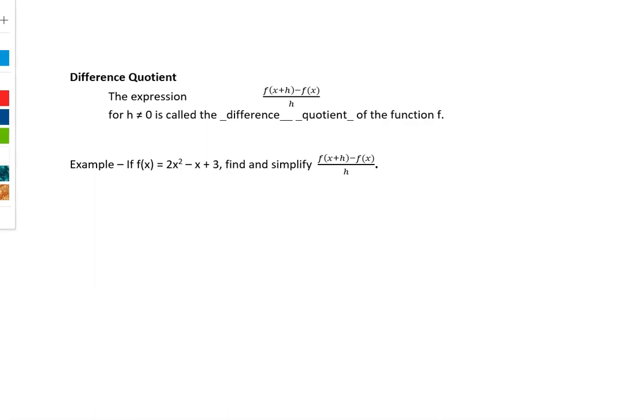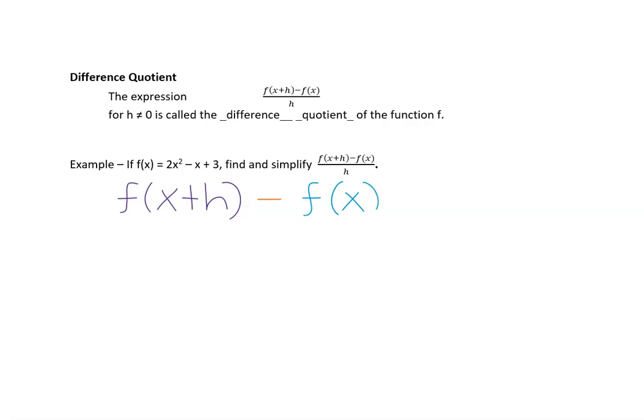So to help you do that, I'm going to rewrite it here using different colors to represent each piece of the difference quotient. So we have f of x plus h minus f of x, and then all of that over top of h. So you can see that we are breaking it down into different pieces of something that we already know how to work with. So let's look at this example where f of x is equal to 2x squared minus x plus 3, and we want to find and simplify the difference quotient for this particular function.